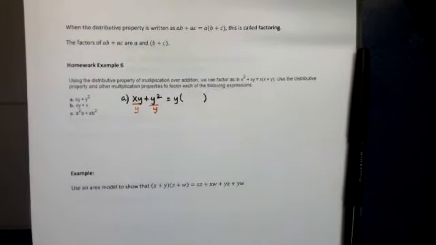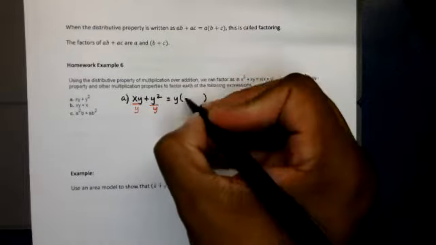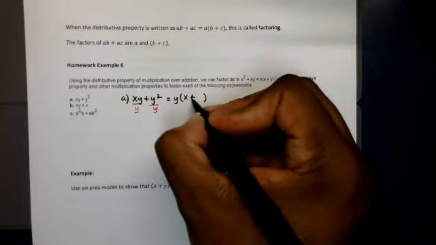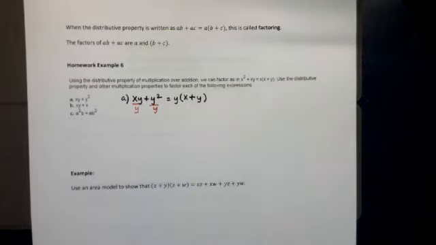Because the common factor there is y, as you can see. So xy divided by y, you'll be left with x. And then plus y squared divided by y, you'll be left with only a y, because I can break y squared up as y times y. So it'll be y times the quantity x plus y.